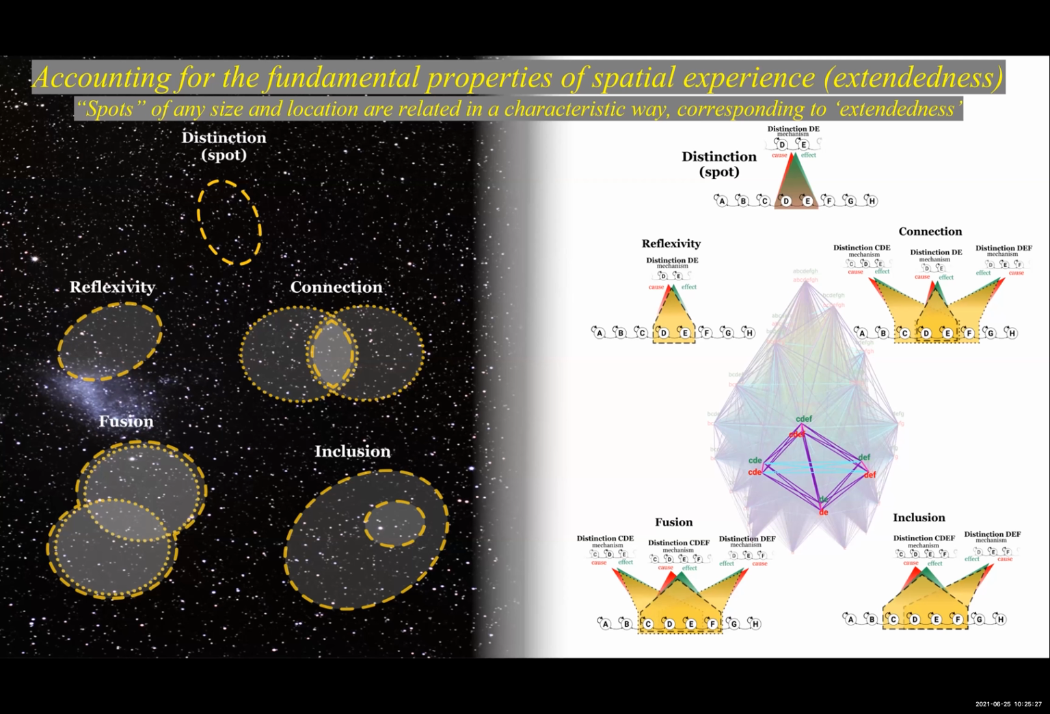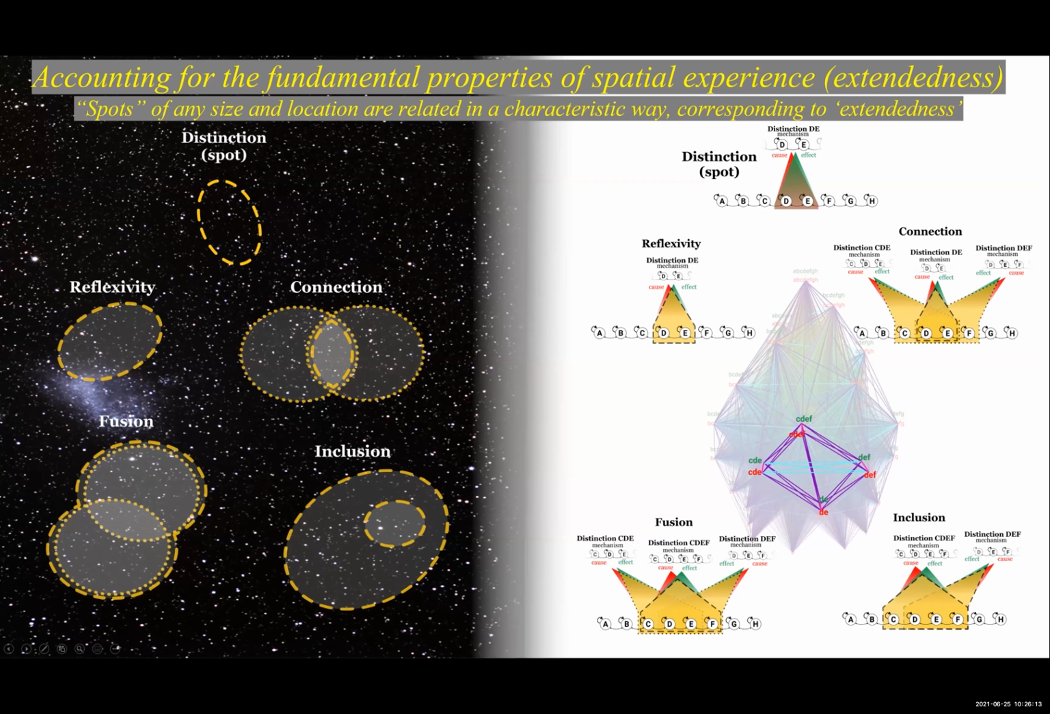But the key point that I want to get across is that we take our conjectured physical substrate, a grid, here a 1D grid for simplicity. We unfold its cause-effect powers using just the postulates of IIT. We find irreducible distinctions, which would correspond to the spots, a particular mechanism, say D, E, two neurons, both off, that specify a cause and an effect that are irreducible, and relations among them. For instance, reflexivity means that cause and effect must fully overlap. Connection means that two distinctions partially overlap.